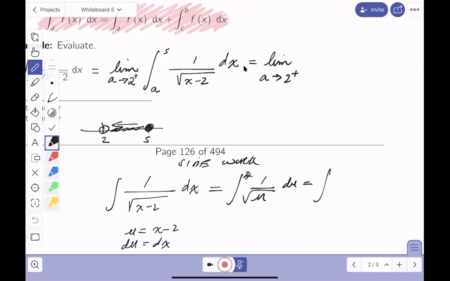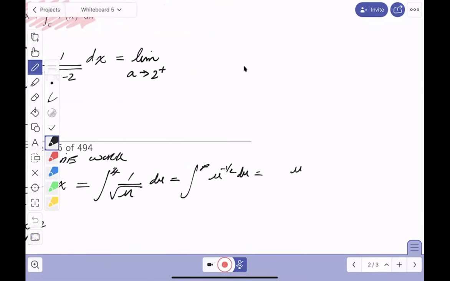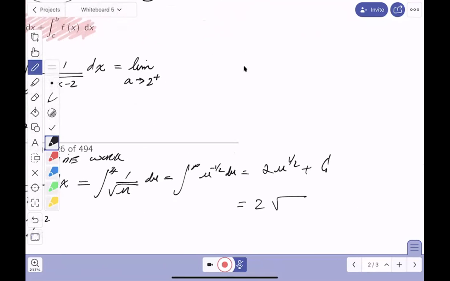Well, what is this going to give me? u to the minus 1/2 du. Well, that's pretty simple to do. What do you get over there? You get u to the half, divided by half, like multiplying by 2, plus c. What's u? Well, I hope you remember. It's this thing, x minus 2, right? Plus c. All right, so I did that.